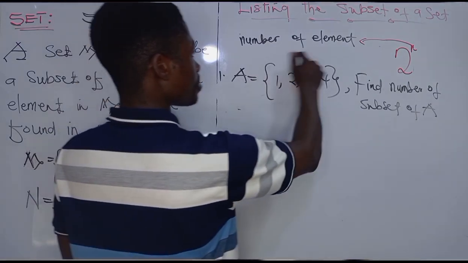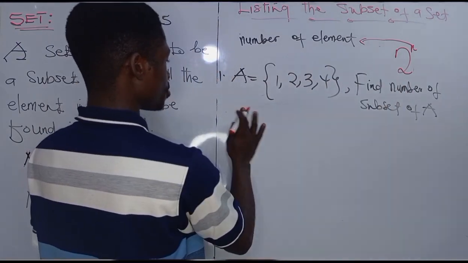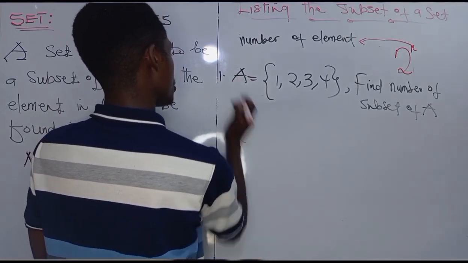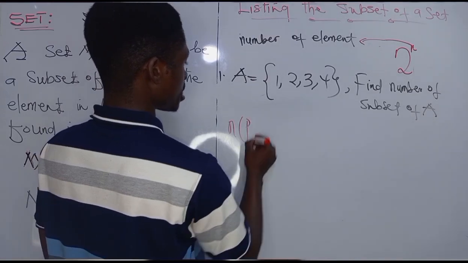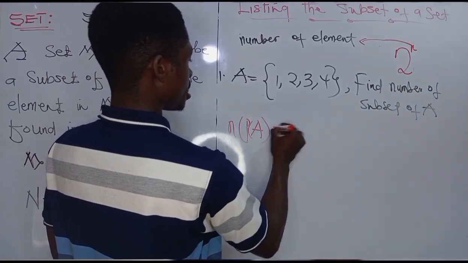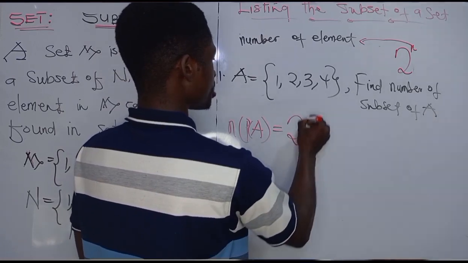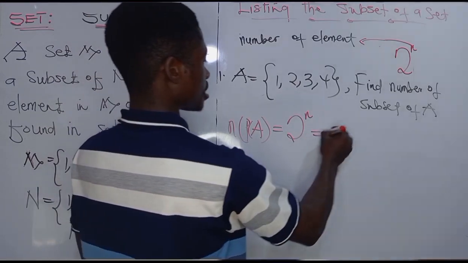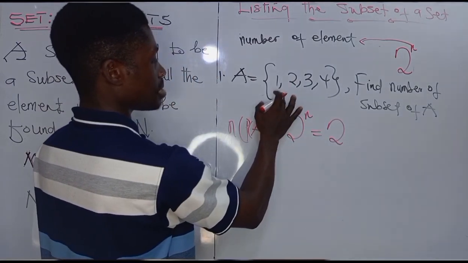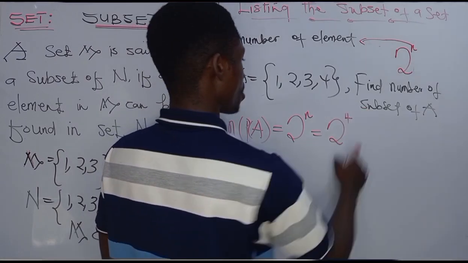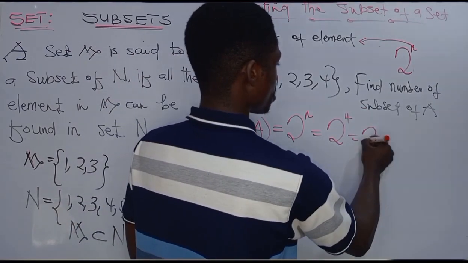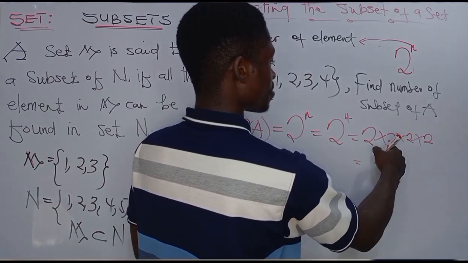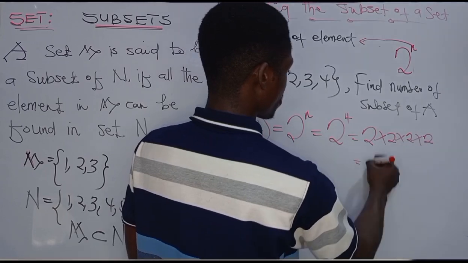So I said that to find the number of subsets, we use 2 raised to the power of n. So the number of subsets of A is given as 2 raised to the power n, where n is the number of elements within that particular set. Realize that we have how many elements? 1, 2, 3, 4. So 2 raised to the power 4. And we know that 2 raised to the power 4 is the same as 2 times 2 times 2 times 2. 2 times 2 gives us 4, 4 times 2 gives us 8, 8 times 2 gives us 16.